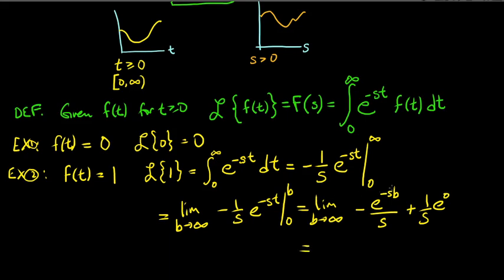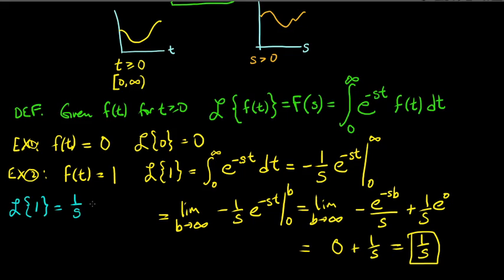So, when you take this limit, as b gets bigger and bigger, e to the negative s times b gets smaller and smaller. It goes to 0. So this is 0 plus 1 over s times 1, which is just 1 over s. So there's our first non-trivial Laplace transform. The Laplace transform of the number 1 is 1 over s. And of course, as I said earlier, s is going to be greater than 0 here.